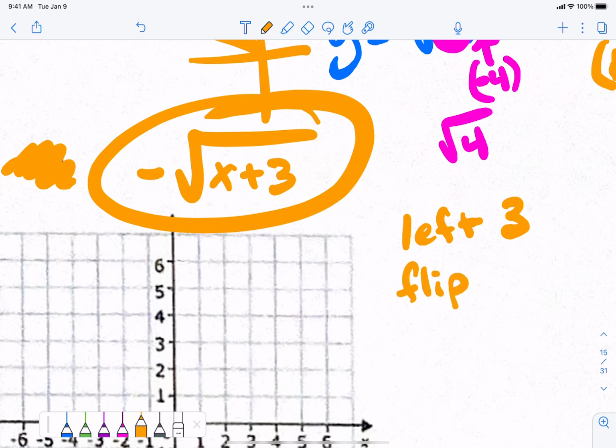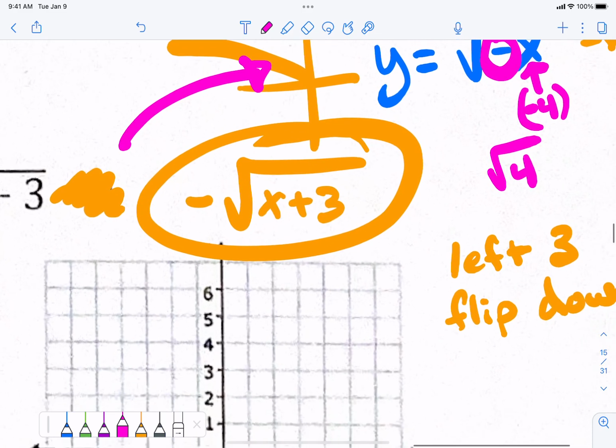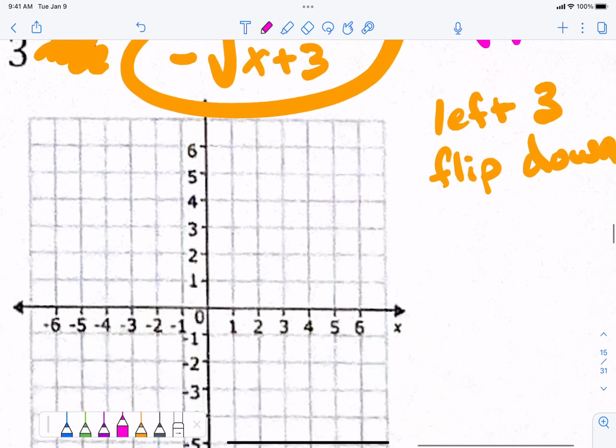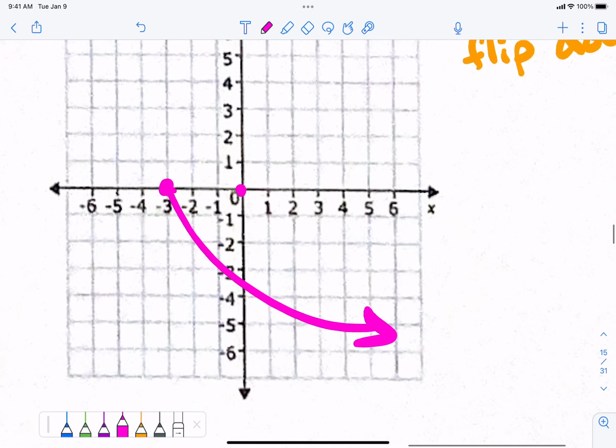So flip down, okay? And this is a square root function. So we're looking at the parent function for like this guy, right? Like one of those things, the parent function, okay? So we're going to move him to the left 3. So instead of starting here, we're going to go left 3, and we're going to flip him down. So instead of going this way, he's going to go down that way, okay? So that's what he'll look like, all right?